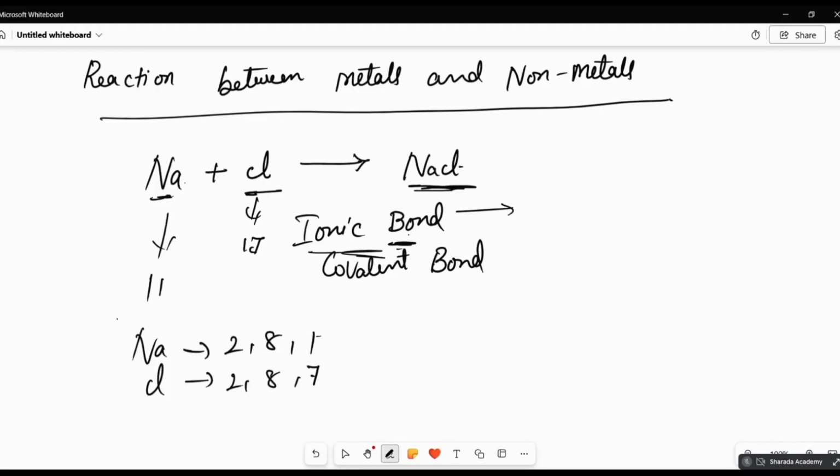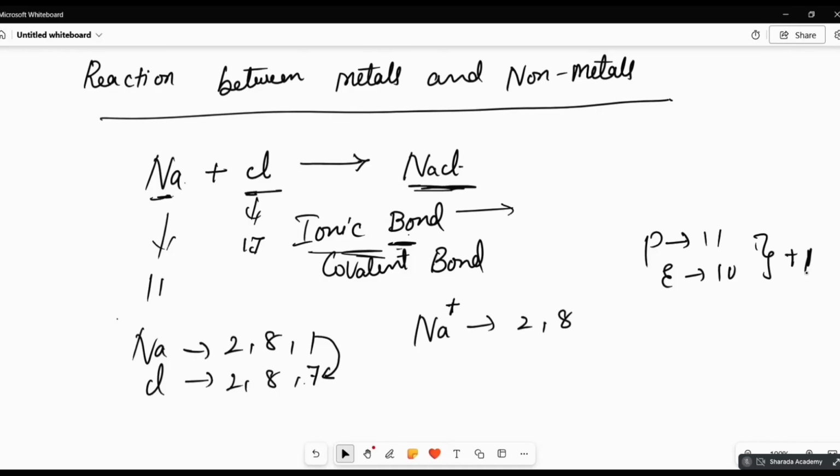So sodium will give 1 electron to chlorine. Now what happens? It becomes Na with 2, 8, and sodium becomes a positive ion. Why? The number of protons is the same, 11, but electrons have become fewer, 10. So in total it becomes positive 1. That's why it is Na+.